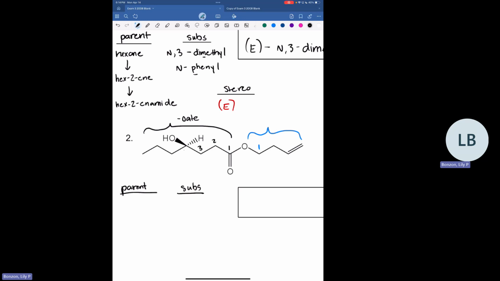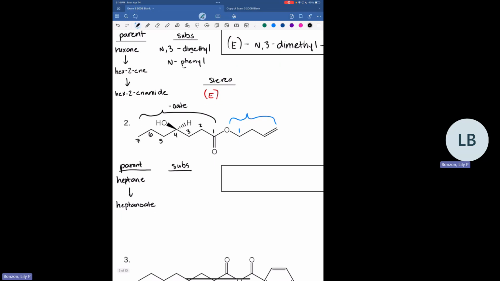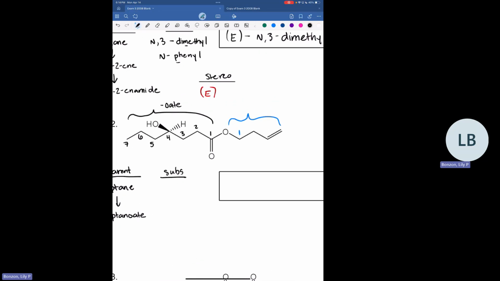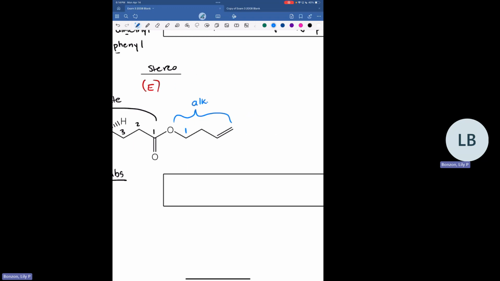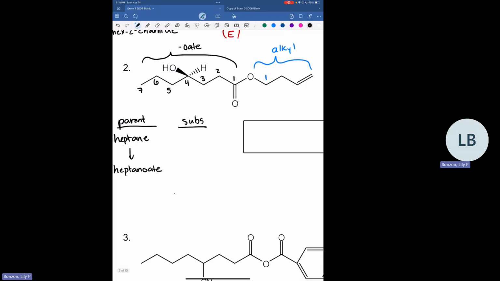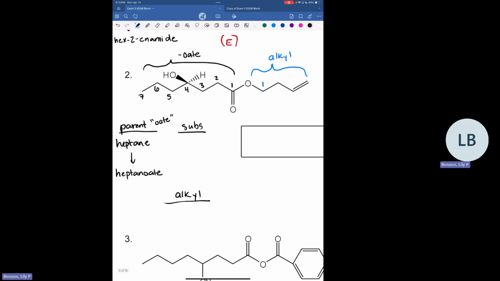For our parent, again, just number down that chain. So we have a 7-carbon chain, so that's a heptane base. We don't have any double bonds or anything to worry about, so this one is just going to become heptan, and then OATE is our ester ending. I'm going to give this a separate little category right here, because it's not technically a sub, so I want to distinguish that.